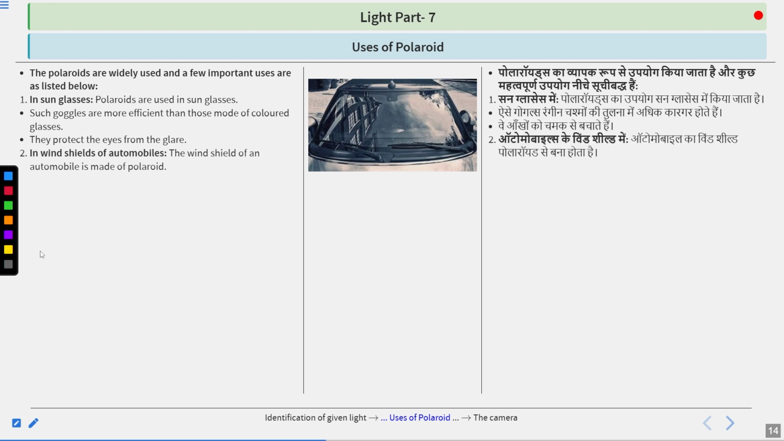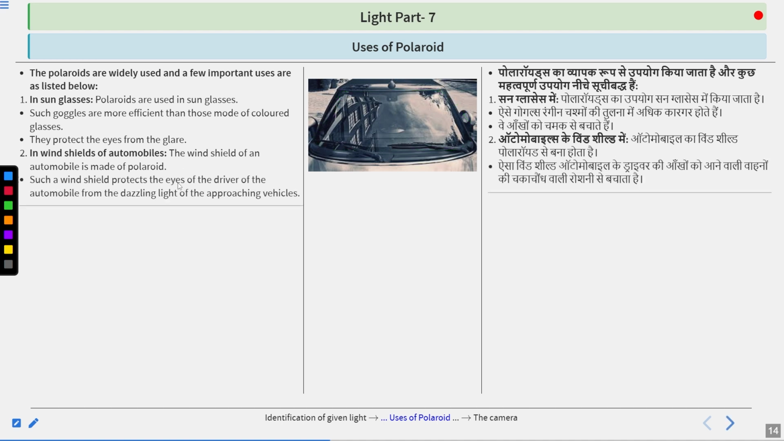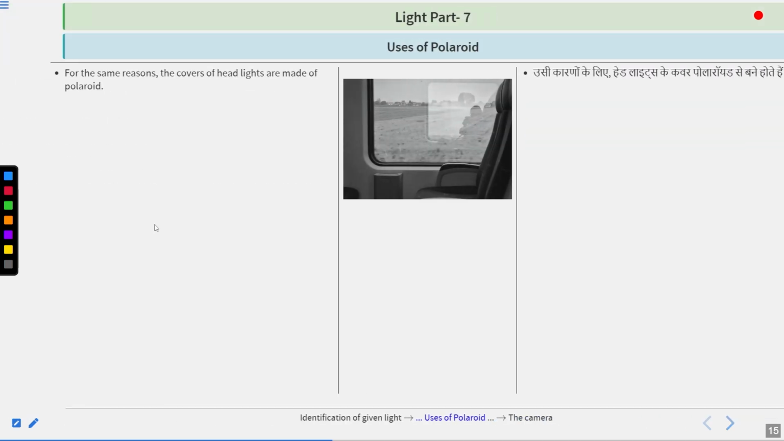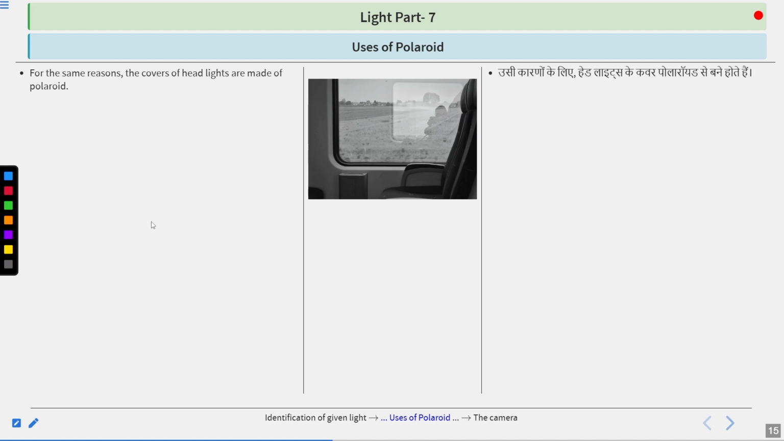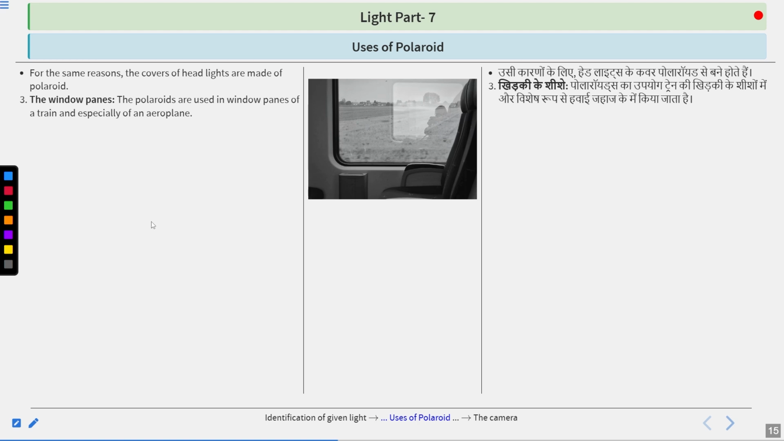Second use is in windshields of automobiles, like here you can see. These are the windshields of automobiles. Here you can see the Polaroids. Such a windshield protects the eyes of the driver of the automobile from the dazzling light of approaching vehicles. For the same reason, the covers of headlights are also made of Polaroid. Now the window panes. Polaroid is also used in window panes of a train and especially of an aeroplane. They help to control the light that is entering through the windows.